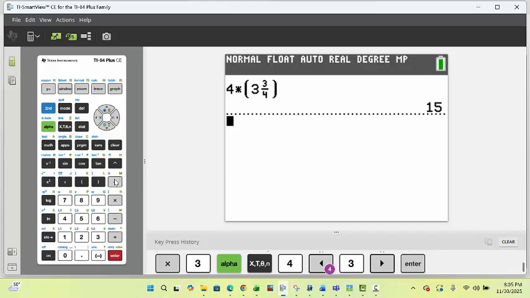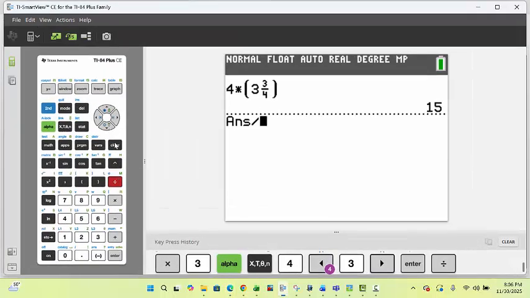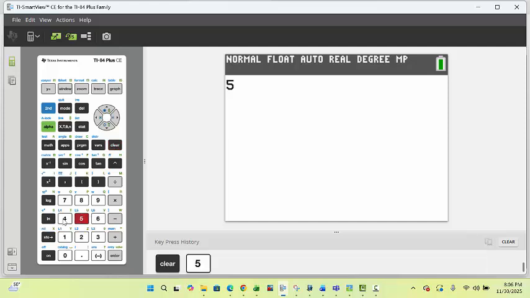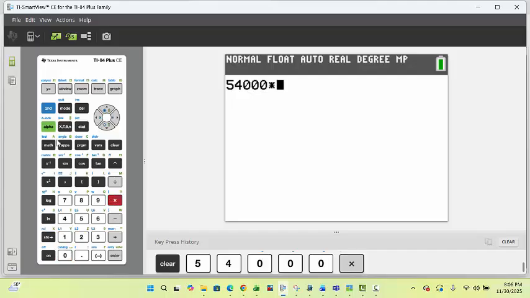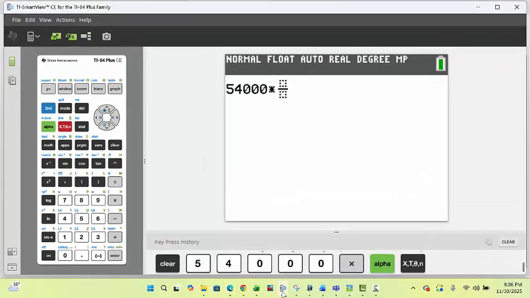Then I'll do the TVM. So it's going to be, all right, amount of each payment. Okay, so we're trying to reach 54,000. So we're going to use the version of the formula that does this, where it takes this amount and multiplies by the interest, which will be on top. Oh, I don't want that. So it's interest 7.5% compounded quarterly. So I'll do a fraction here.